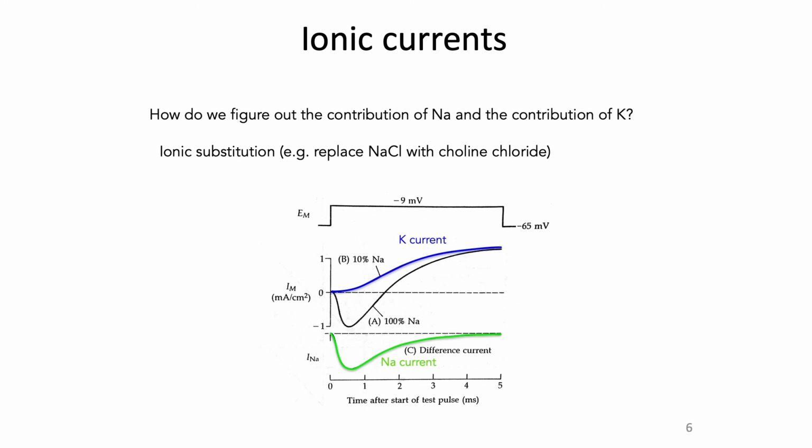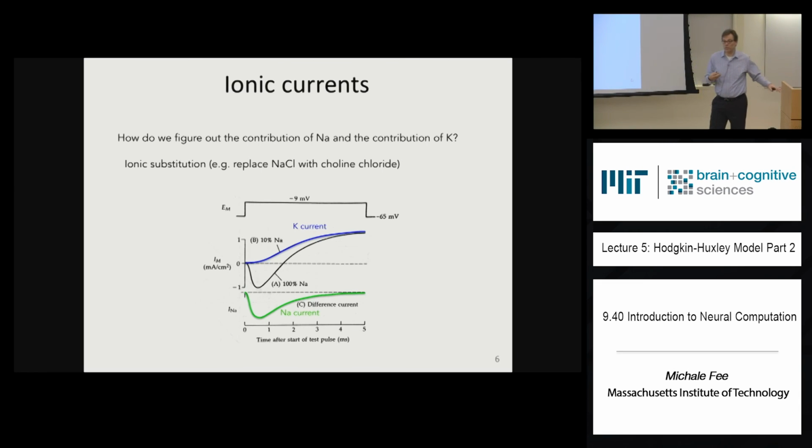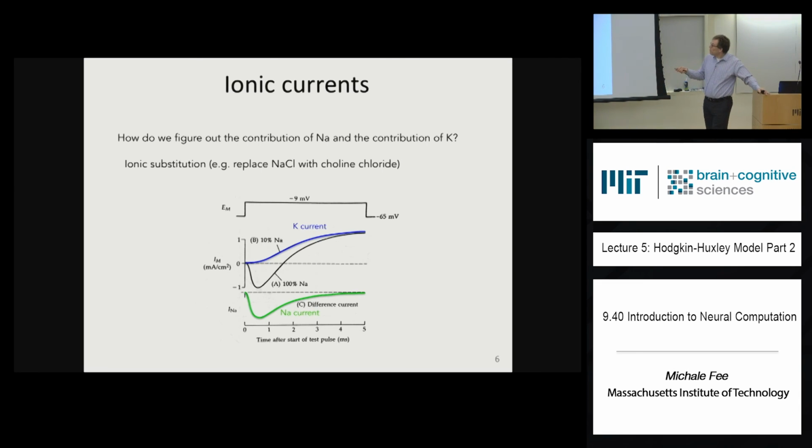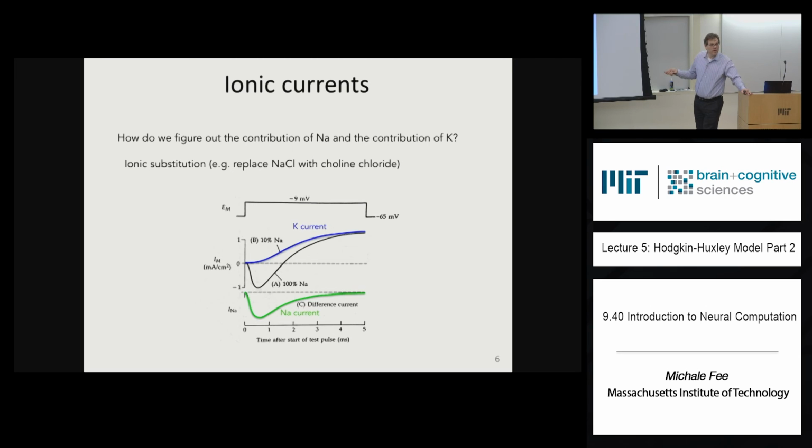If you subtract the current curve without sodium from the current curve with sodium, the difference is obviously due to sodium. If you plot the difference between those two curves, you can see that the sodium current turns on very rapidly and then decays very rapidly.